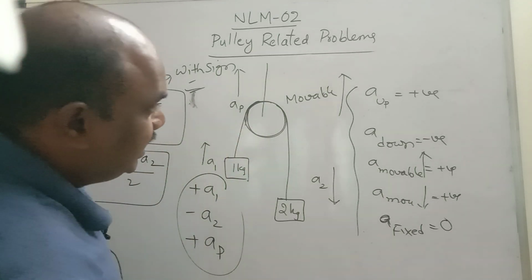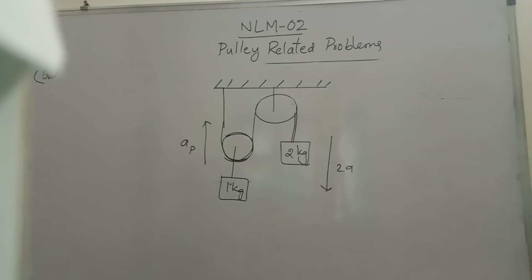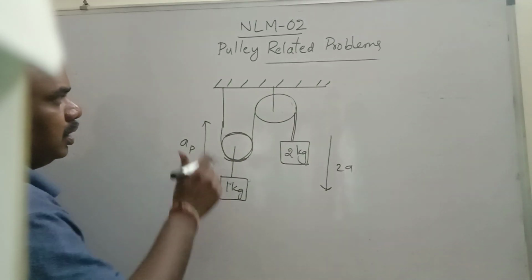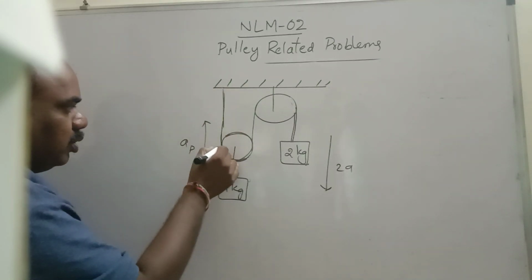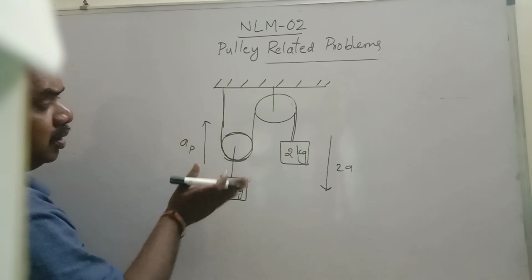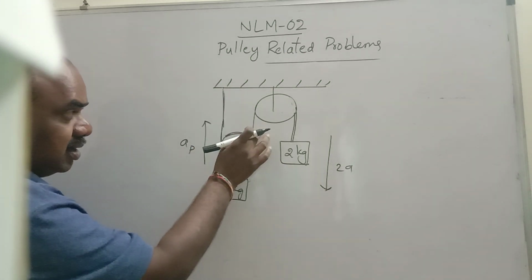One more example we will see, then it will be clear for you. One problem we will see. Note down. See children, see this problem. This is movable pulley. This is fixed pulley. Here this is movable pulley. This is fixed pulley. The pulley is going upwards. But in which direction is it going? Only because of one string.